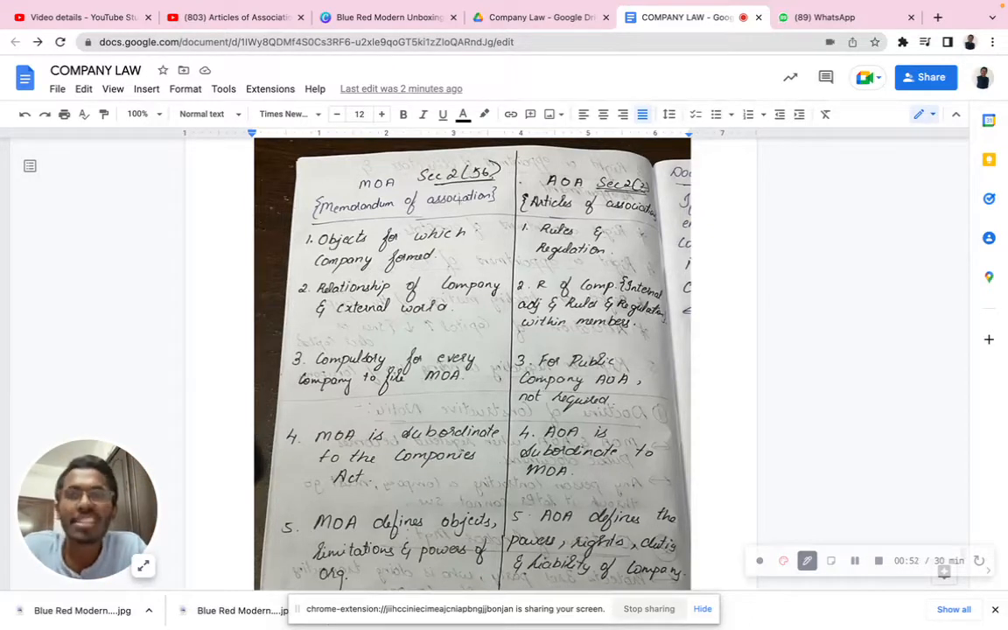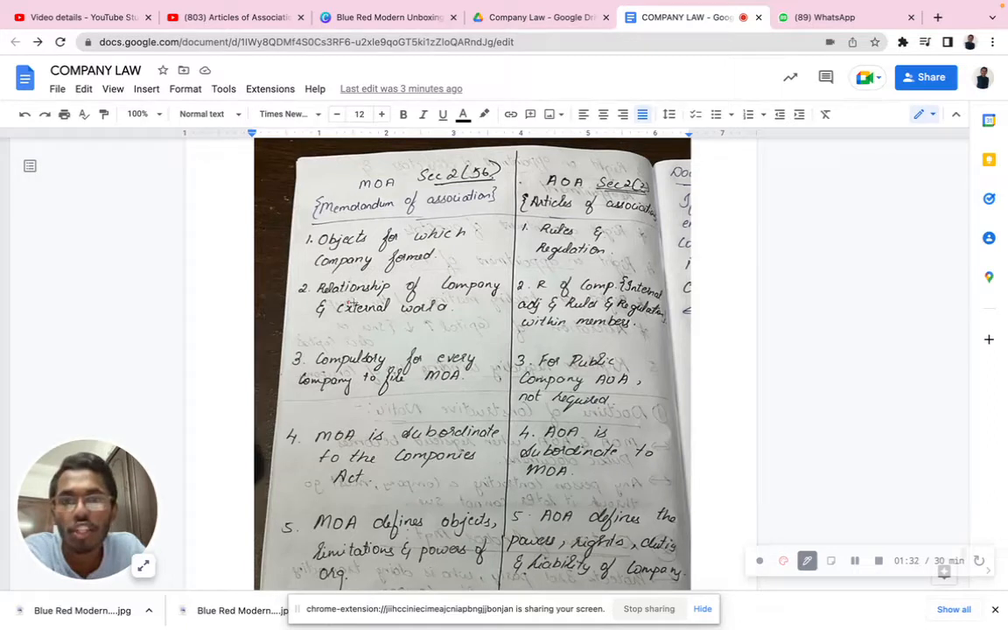Okay. So MOA comes under section 2, subclause 56, and Articles of Association comes under section 2, subclause 2. Now, the first major difference is the objects for which the company is formed. MOA focuses on objects: what is the main objective for which a company should be formed? Whereas in Articles of Association, they tell what the rules and regulations of that particular company should be. Point number 2, the Memorandum of Association shows the relationship of a company with the external world. But here, in Articles of Association, it shows the relationship of the company with its members, within its own board of directors, within its own shareholders. That is shown over here.